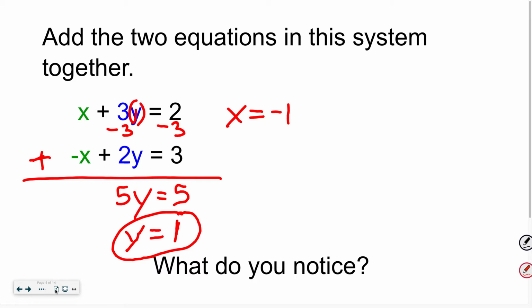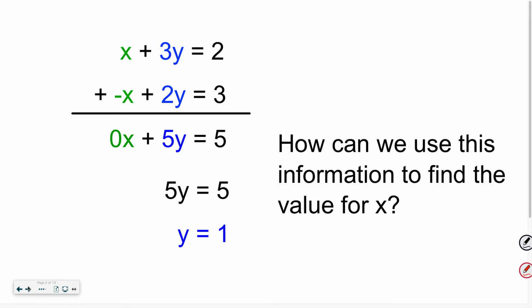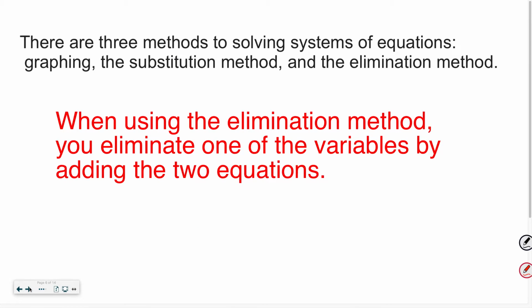So now let's try a new one. The 3 methods that we can use to solve systems of equations are graphing, substitution, and now today we're gonna learn about the elimination method. So we just did it. When using the elimination method, you want to eliminate one of the variables by adding the 2 equations together. You guys are referring to it as canceling out, but really what you did is you eliminated one of the variables by making one of the variables 0.